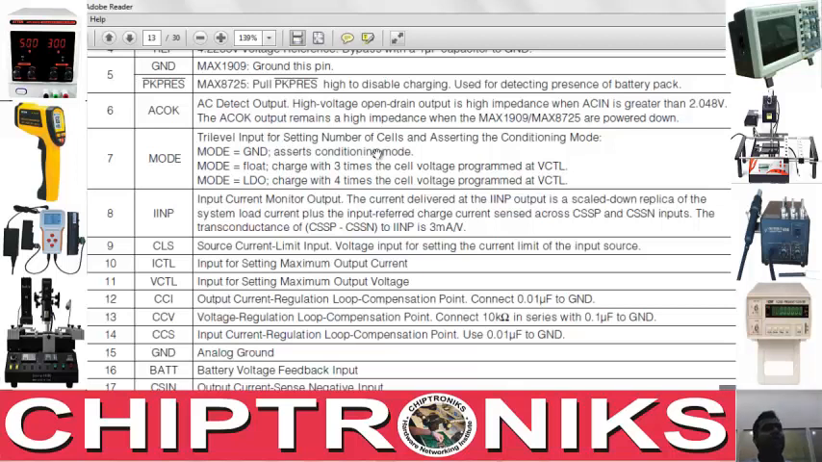Will not go into this detail. Basically it would be used in 1909, max 1909. Okay, IINP, what is IINP? This IINP gives information to the IO controller about how much input current the charger IC is sensing, and it is basically dependent on CSSP and CSSN.